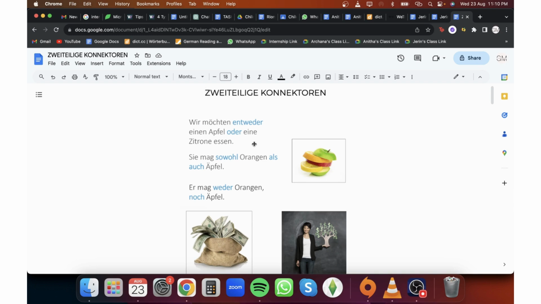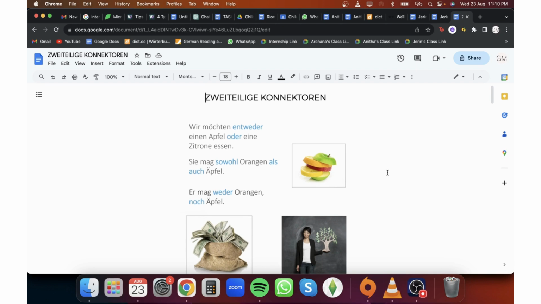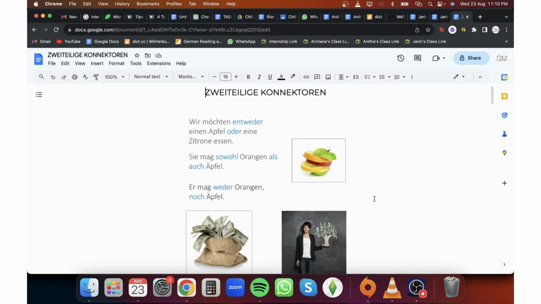The more you do this, the better you become. We say that, no? The and the is also a two-part connector. The more you do this, the better you become. Right? Not only this, but also this. Not only, but also. So all of these are two-part connectors.